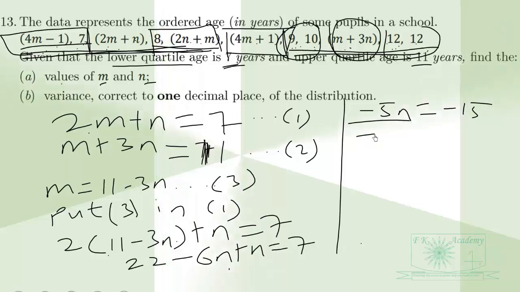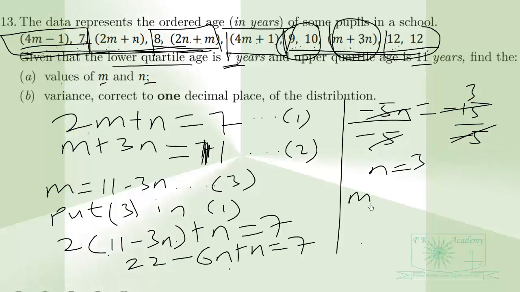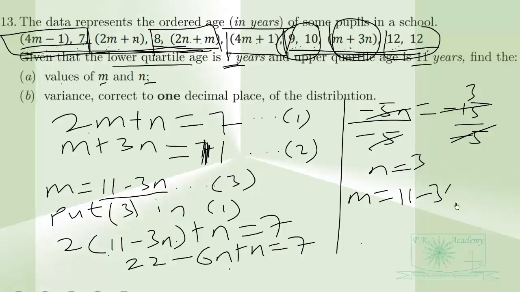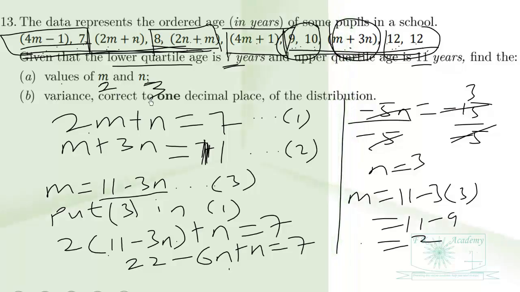So we divide both sides by negative 5. Therefore, the value of n is 3. If the value of n is 3, then m will be equal to 11 minus 3 times 3, which will be 11 minus 9, and that will give us 2. Therefore, m is 2 and n is 3.